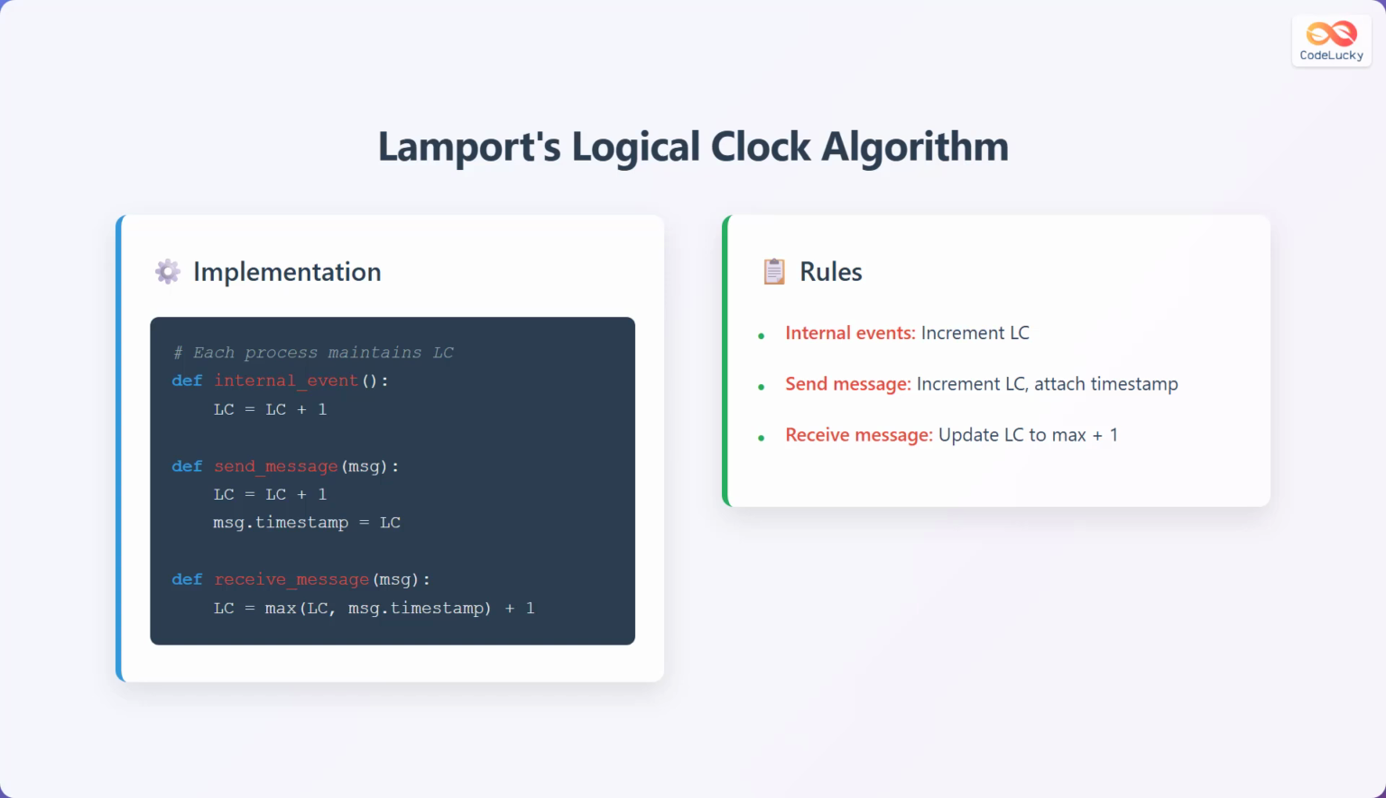Here are the rules for Lamport's logical clocks. On internal events, increment the logical clock. When sending a message, increment the logical clock and attach a timestamp. When receiving a message, update the logical clock to the maximum of the current clock value and the timestamp, and then increment by 1.